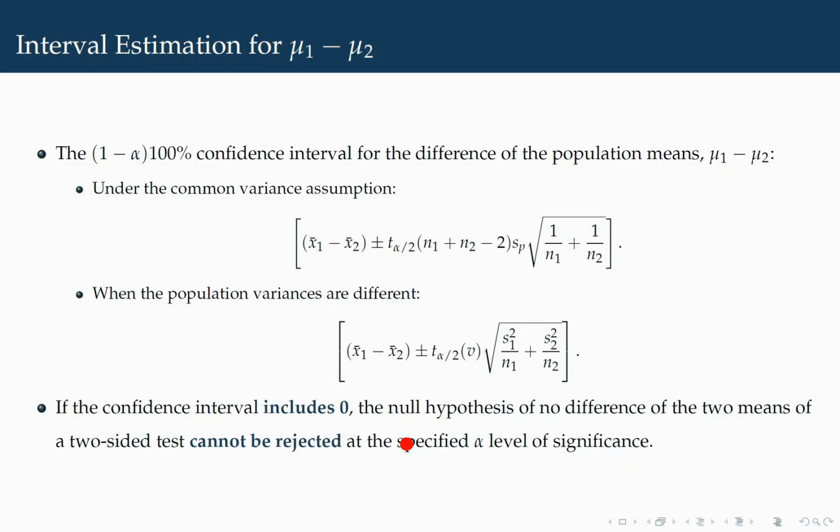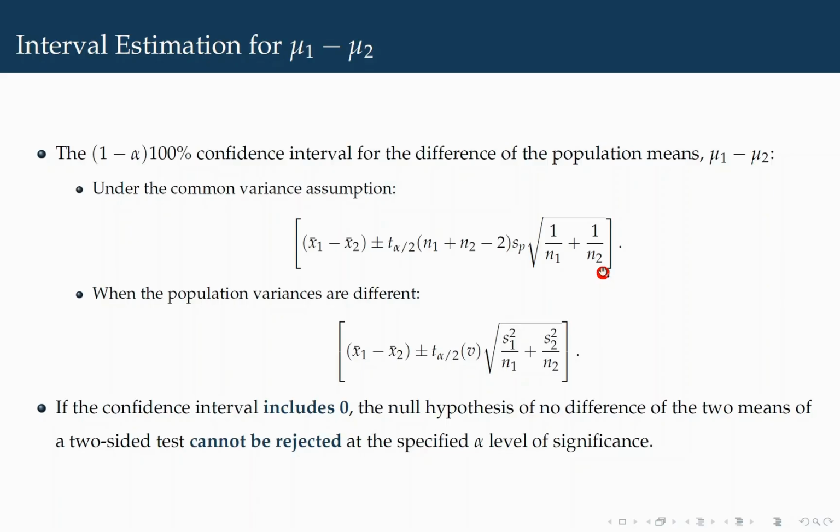So now let's consider the construction of confidence interval for the difference between the two population means. The 1 minus alpha times 100% confidence interval for the difference of the two population means mu1 minus mu2 under a common variance assumption is x bar 1 minus x bar 2 plus or minus t alpha over 2 with n1 plus n2 minus 2 degrees of freedom times the pooled standard deviation times root of 1 over n1 plus 1 over n2.